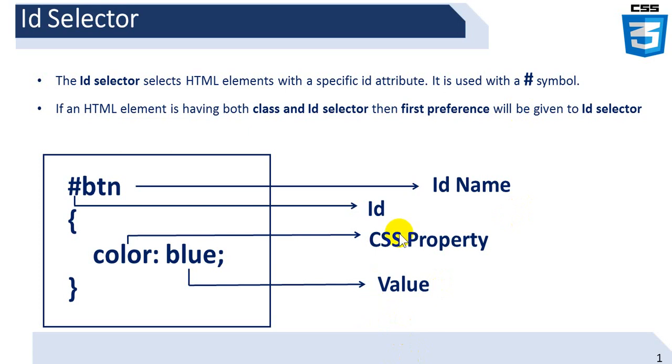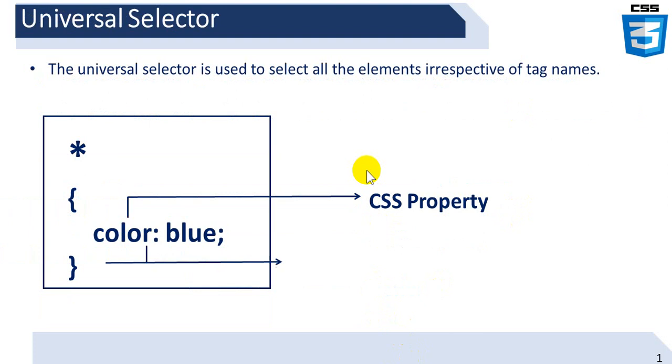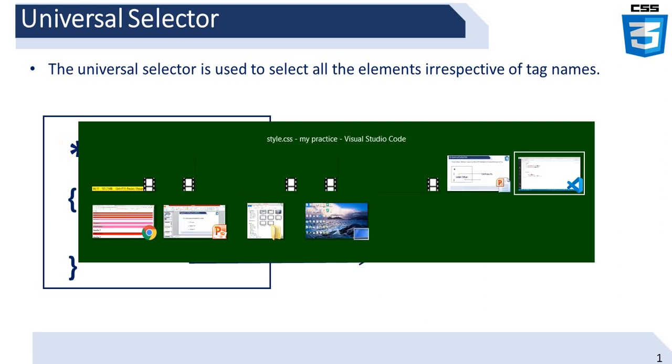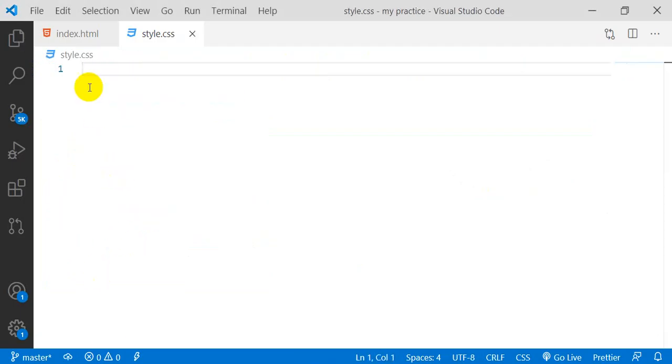So last one guys, we have something called a universal selector. Here, star. See, the universal selector is used to select all the elements irrespective of tag names and class names. See guys, it selects everything. Star means everything. We don't use this at all, it's just a part of selectors that I am explaining. So if you want, observe here. Let me delete all this stuff here. So I removed all the selectors from the CSS file.